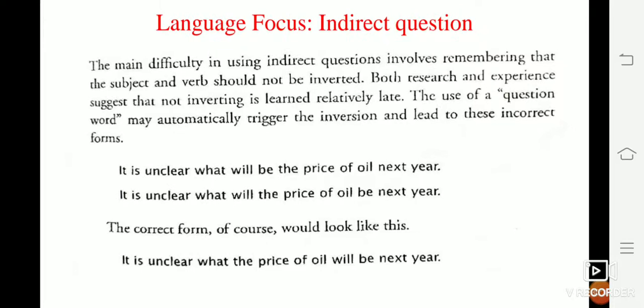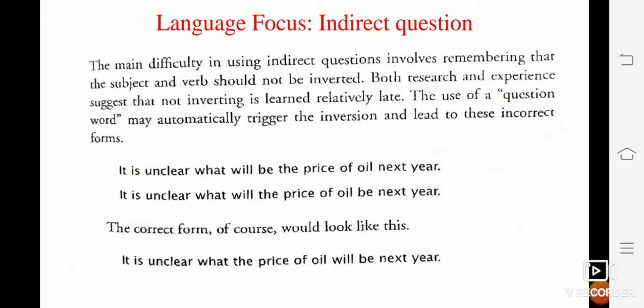Well, let's continue, everyone. The main difficulty in using indirect questions involves remembering that the subject of the verb should not be inverted. Both research and experience suggest that not inverting is learned relatively late. The use of a question word may automatically trigger the inversion and lead to these incorrect forms. Please look at here. It is unclear what will be the price of the oil next year. One more: it is unclear what will the price of the oil be next year.